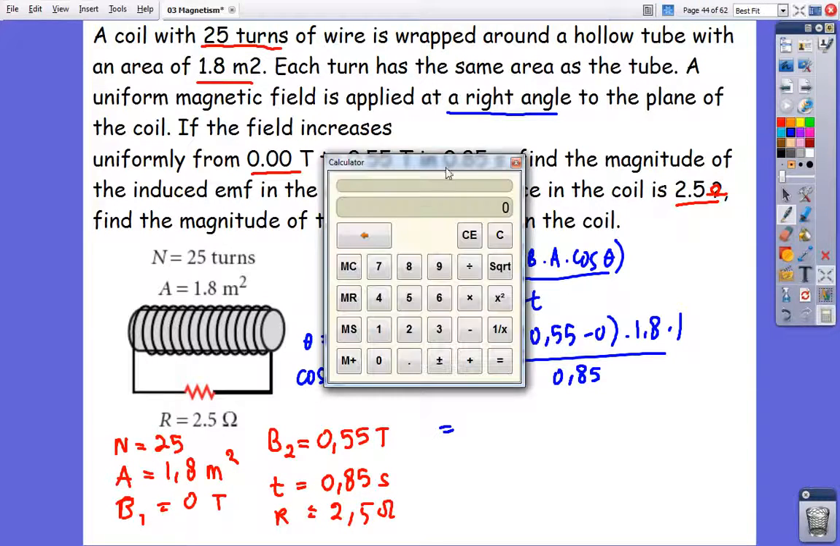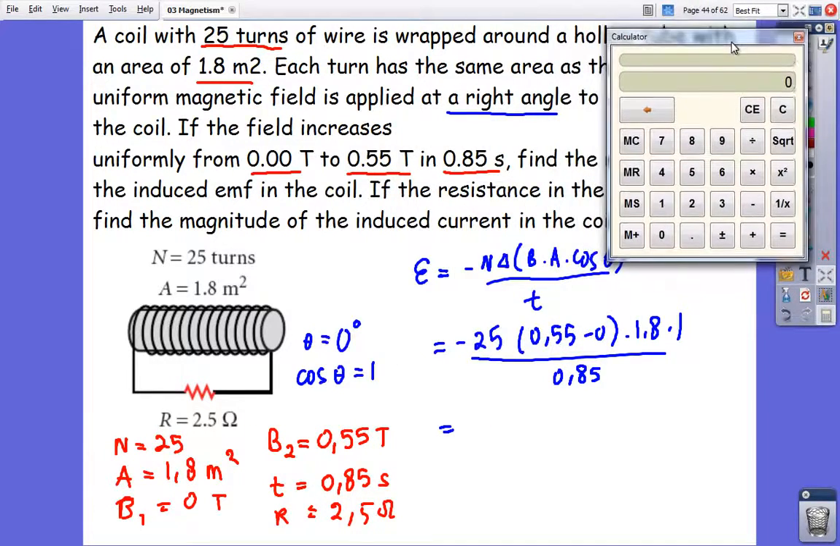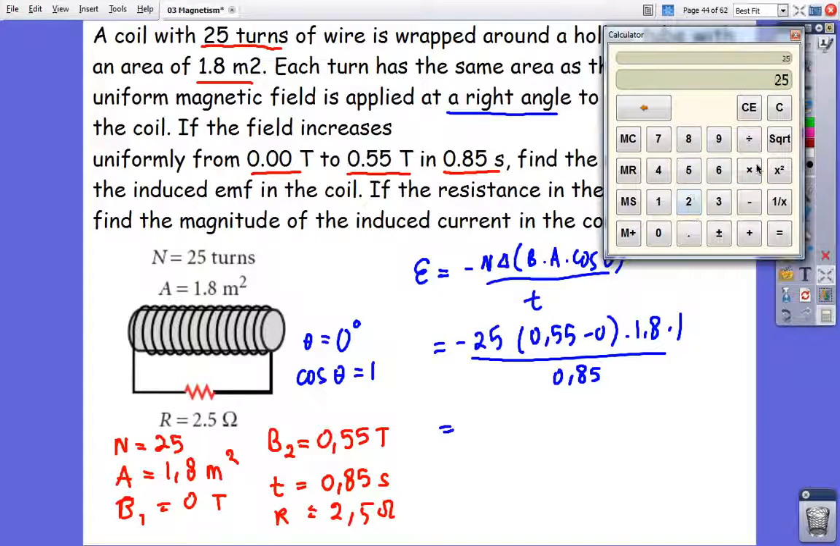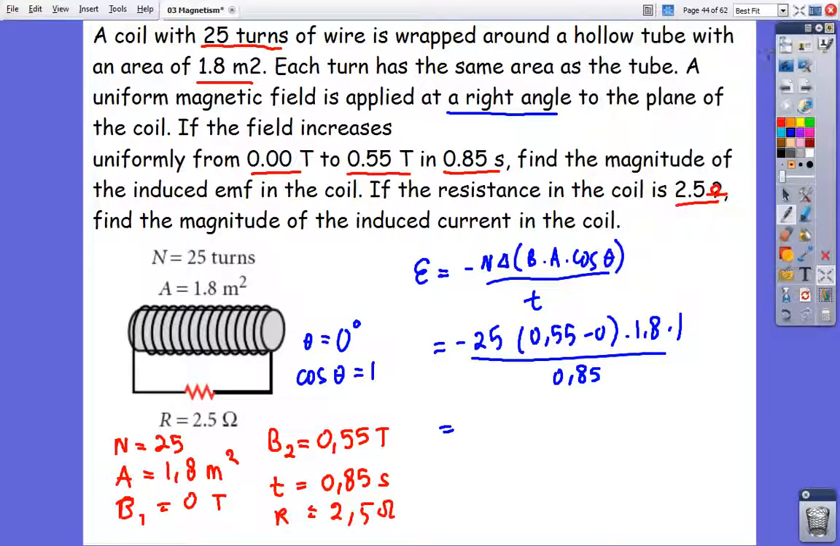I'm going to use this calculator. 25 times 0.55 times 1.8 over 0.85, and we have 29.1 volt. And what is the current?